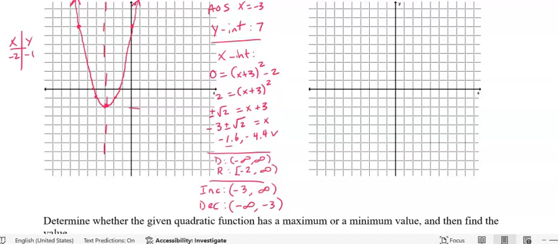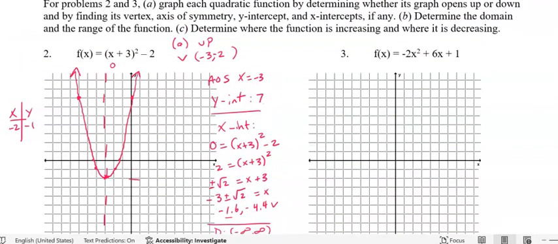And that completes that problem. And so let's do the other one. So for number 3, it opens down. So this is all the A information. It's going to open down because it's negative. And we got to find the vertex. So you could change this to vertex form if you like.